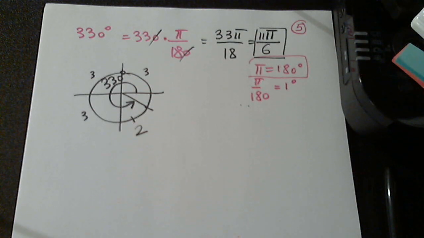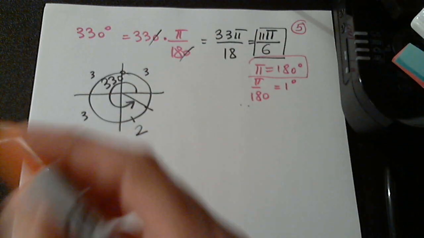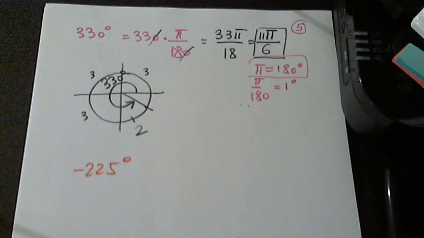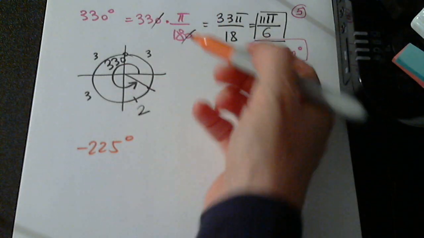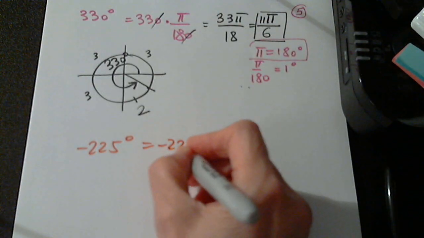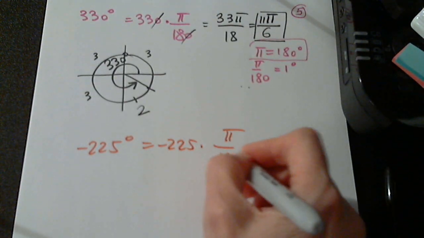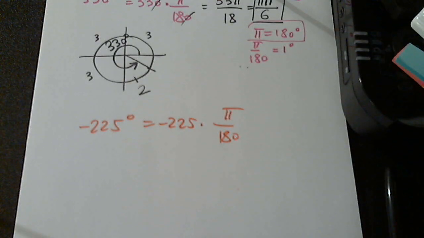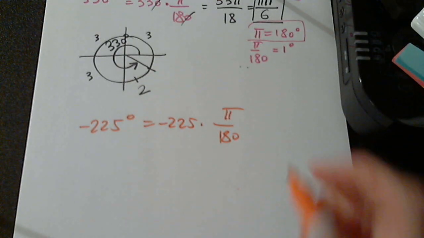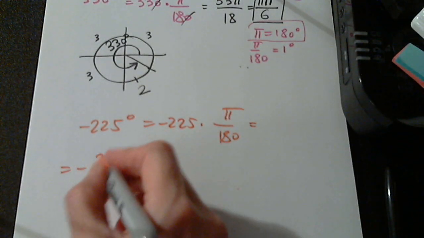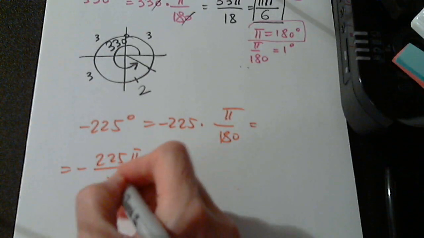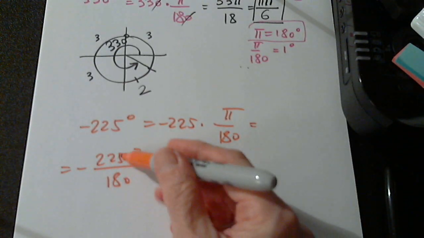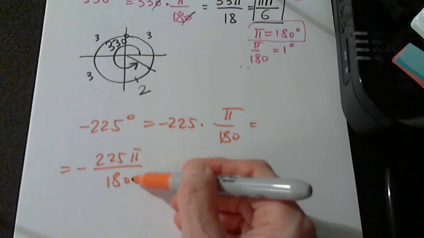Can we do number 44? Number 44, thank you. Negative 225. Good pick. So we want to change it into radians. Very good. Negative 225 degrees. Same method. I already have it here. I say this times pi over 180. I cannot leave it till I completely simplify this fraction. So negative 225 pi divided by 180. I have to simplify by 5 because they both end in 5 or 0.